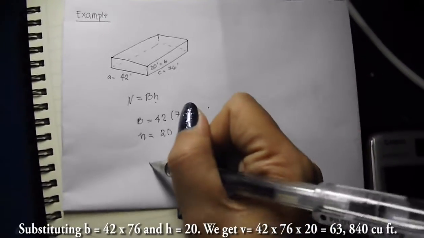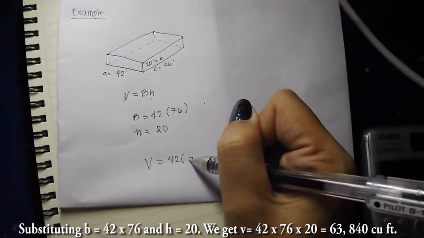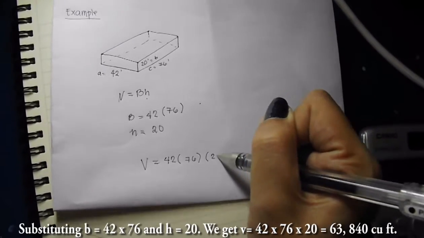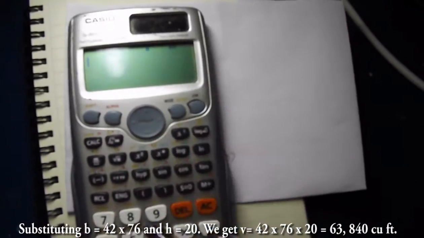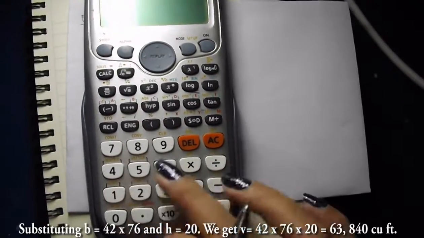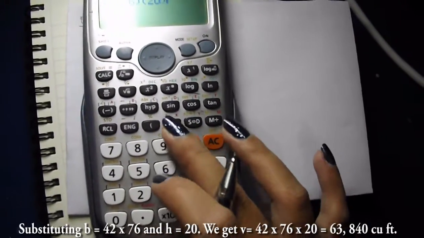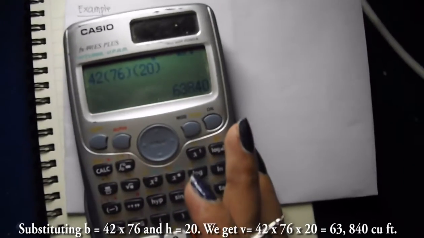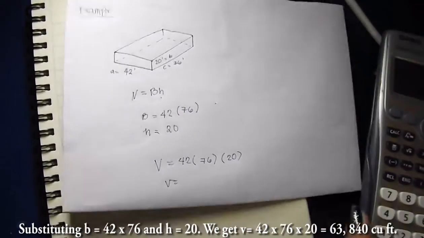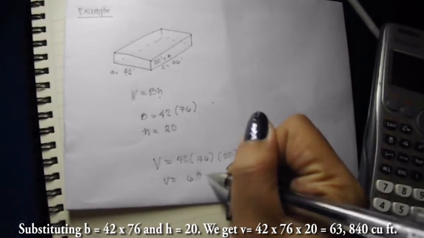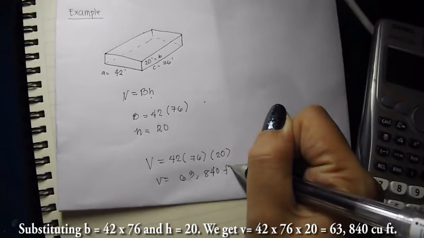And in the formula we get, volume is equal to 42 times 76 times 20. We have 63,840 cubic feet.